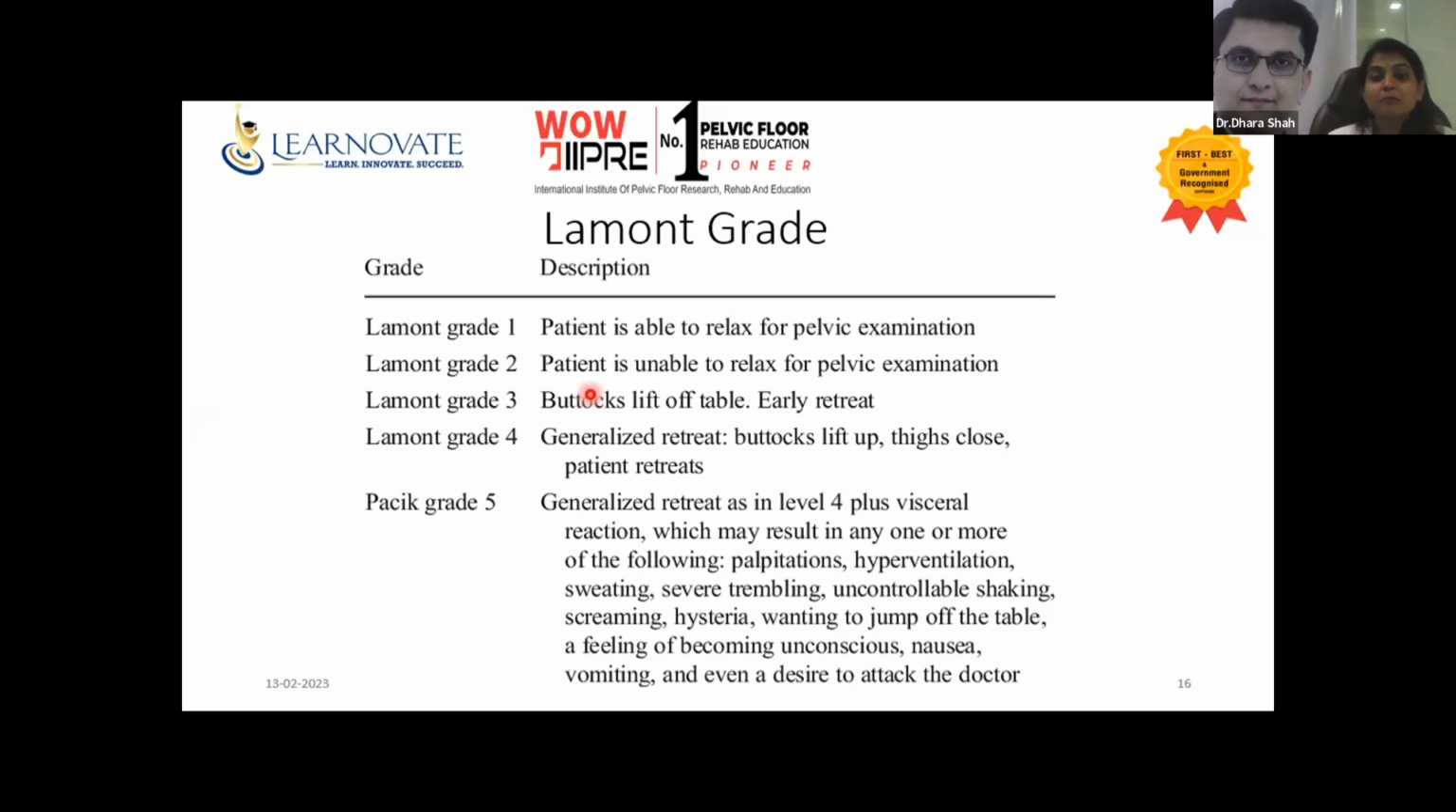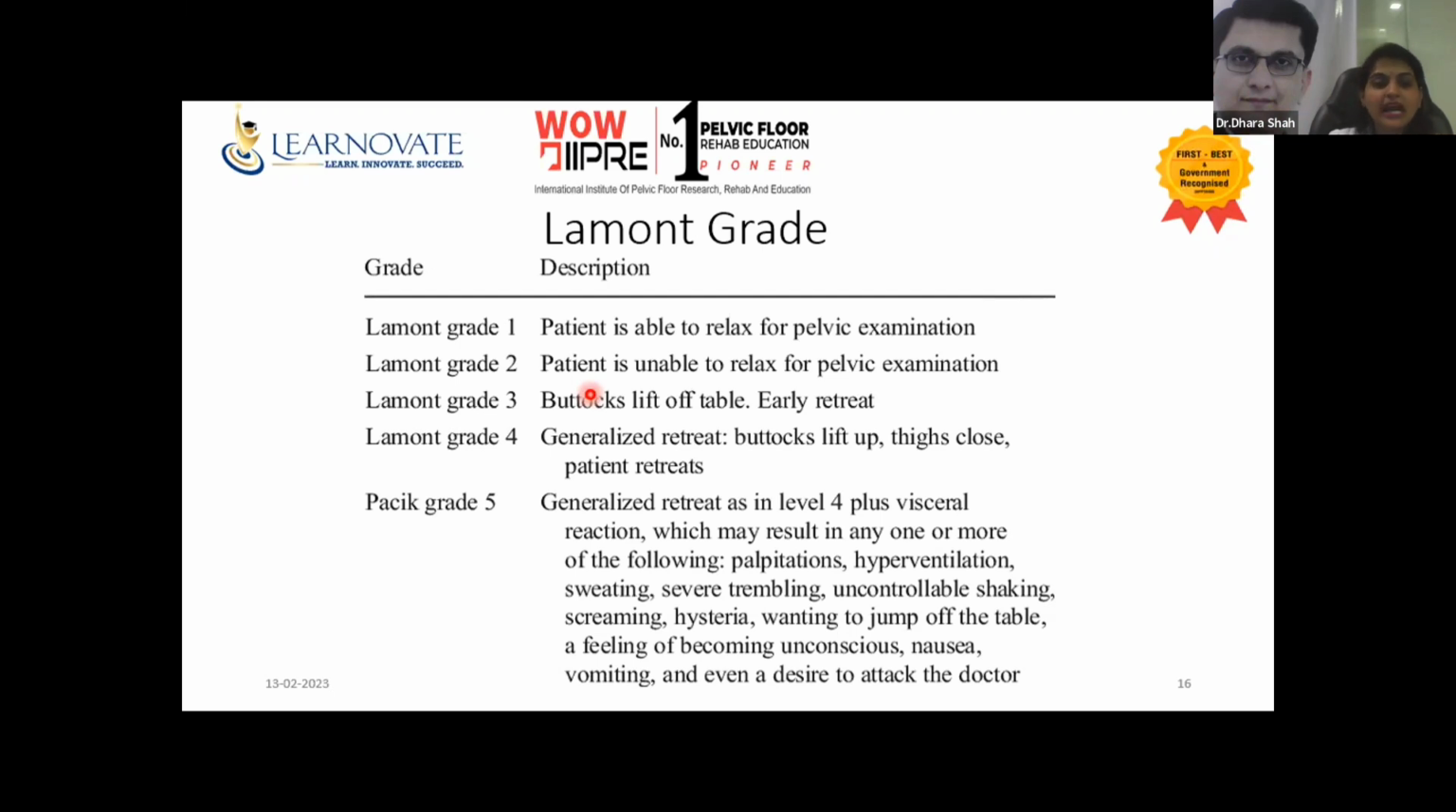Grade 3 means buttock lift and early retreat. So before you reach her perineum, before you reach her waist, she is trying to move aside, or she's just grabbing her. So that is a buttock lift off the table and early retreat. Grade 4 is generalized retreat. The thighs are too much closed. She's completely tightened up and she is not able to relax herself.